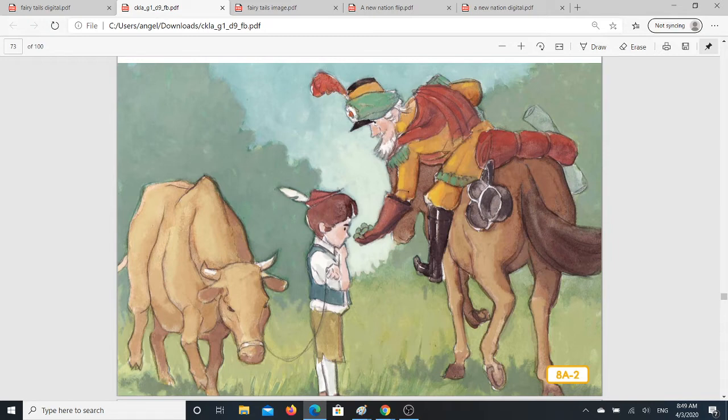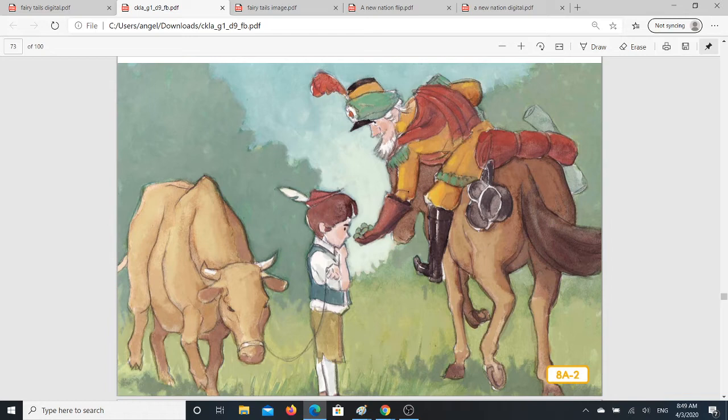"Well, now," said Jack, "that would be a nice trade for you." "Ah, but if you don't know what kind of beans these are," said the man, "if you plant them tonight, then by tomorrow they'll grow right up to the sky." "Really?" said Jack, who was beginning to get interested. "Yes," said the man, "and if it doesn't turn out to be true, then you can have your cow back." "All right, then," said Jack. He gave the man the cow and took the beans and went home.